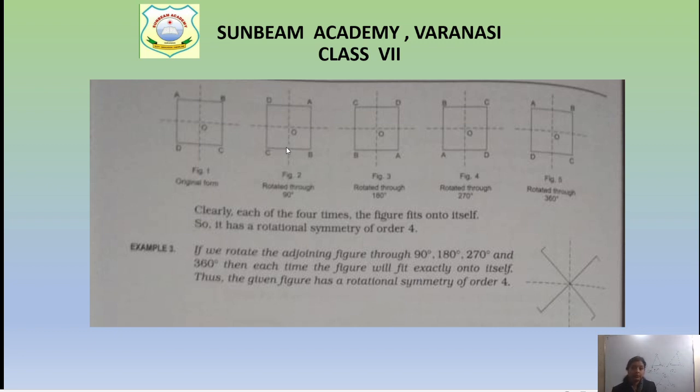Then when you rotate it through 90 degrees, you have only rotated it by 90 degrees, so where has A come? Then again 90 degrees, that is total 180 degrees, so A is coming down. Then again 90 degrees means total 270 degrees from the original, so A is coming to that side. And now when A comes back to its original place, this is the complete rotation, that is 360 degrees.